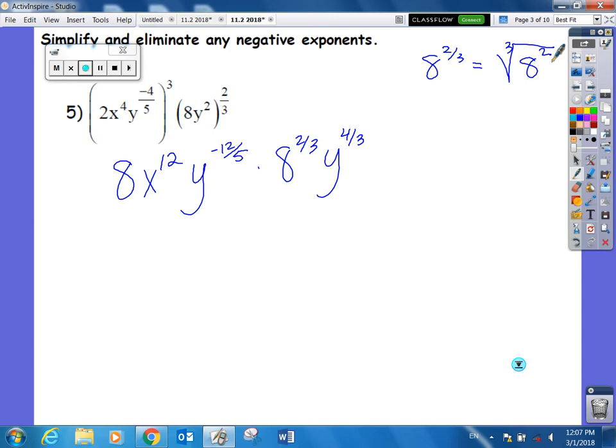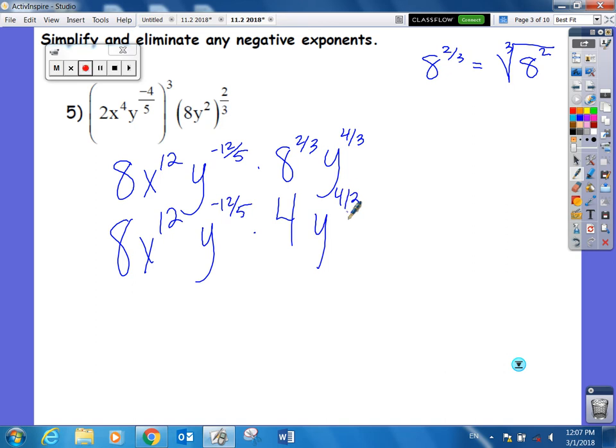So this one's pretty easy to go either way. We can square the 8 and take the cube root, or cube root of 8 and square it. Either way, it gets you the same answer. So the cube root of 8 is 2, 2 squared is 4. Or 8 squared is 64, cube root of 64 is 4. Either way will work. This one, again, is not big enough to where it really matters which way you do that. So this right here, we have 8x to the 12th, and then this is 4. And then we still have our y to the negative 12/5 and our y to the 4/3.